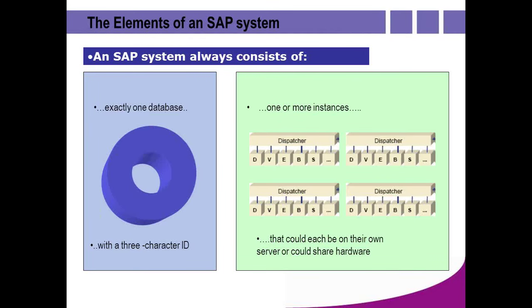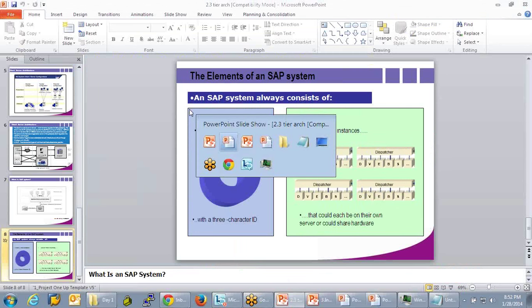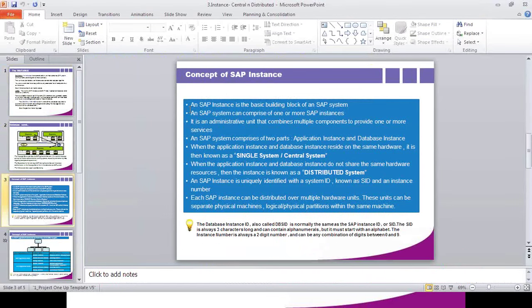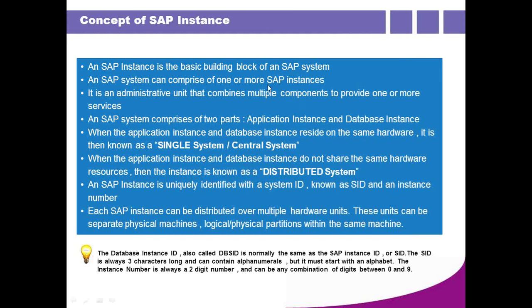Any questions here? Do you understand central or distributed system? Central means nothing but one-tier configuration. Distributed is 3-tier configuration. To understand it simply, it means separated, distributed.